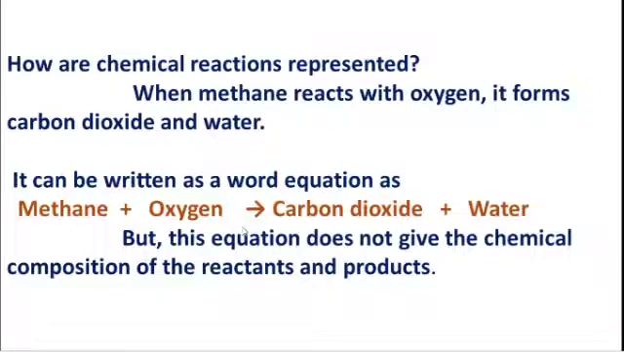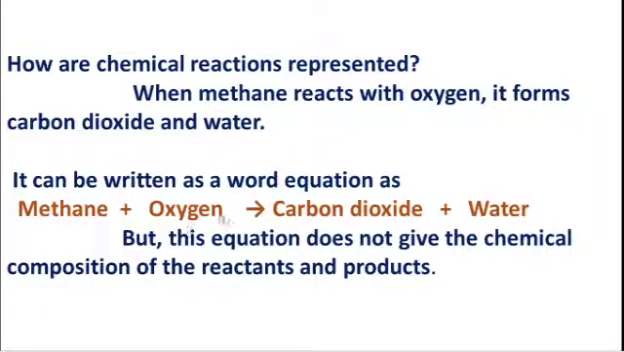Next, how are chemical reactions represented? When methane reacts with oxygen, this is the example reaction. Methane reacts with oxygen, it forms carbon dioxide and water. Methane plus oxygen to form carbon dioxide and water. But this equation does not give the chemical composition of the reactants and products. So this is only a statement.